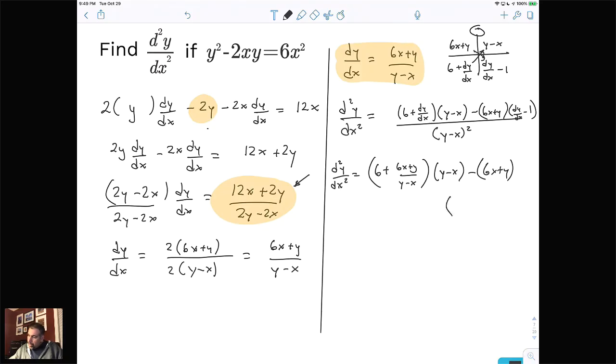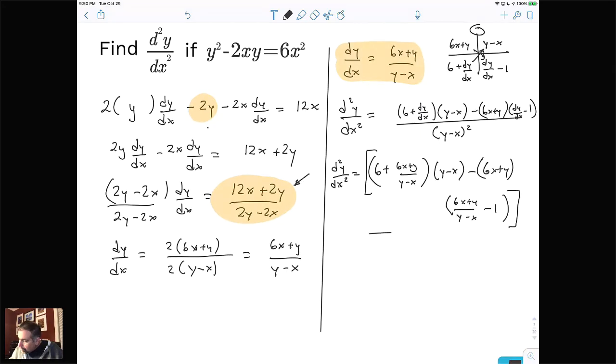So I'm just going to write it down below. But I'm not going to use dy over dx. Literally, I'm going to plug in for it again. And I'm going to get 6x plus y over y minus x. And then minus 1 there. Don't forget the minus 1. And that entire expression is the numerator of my answer. What do I still have? I still have that denominator floating around. So it's all going to go over y minus x quantity squared.